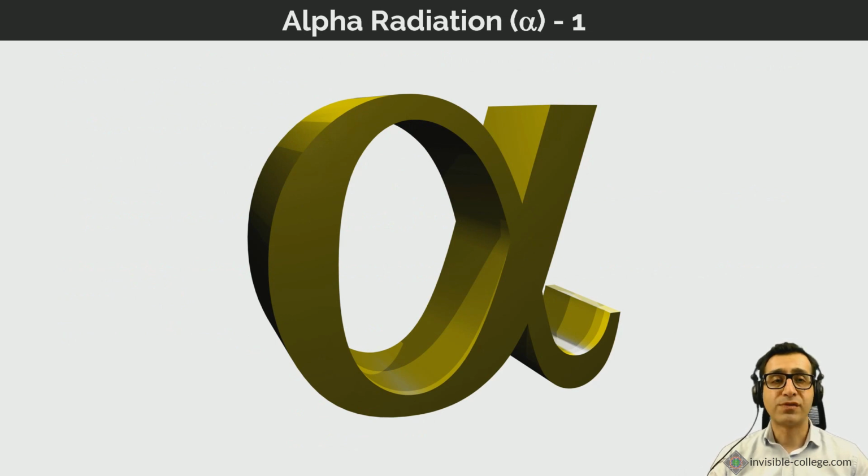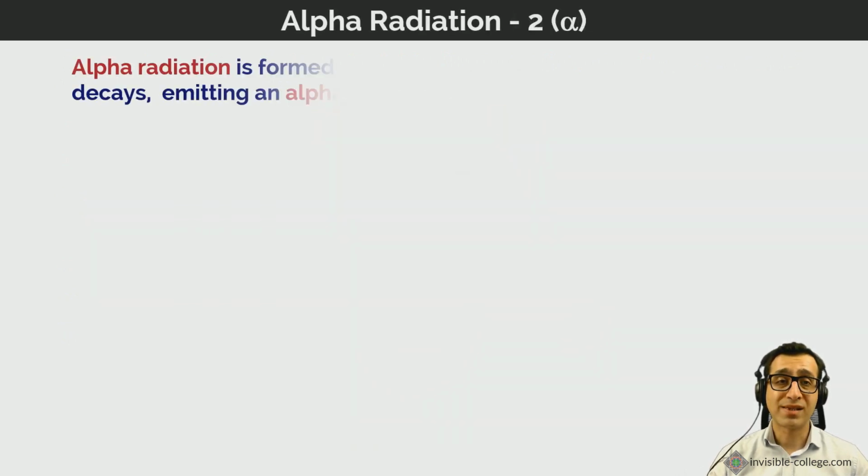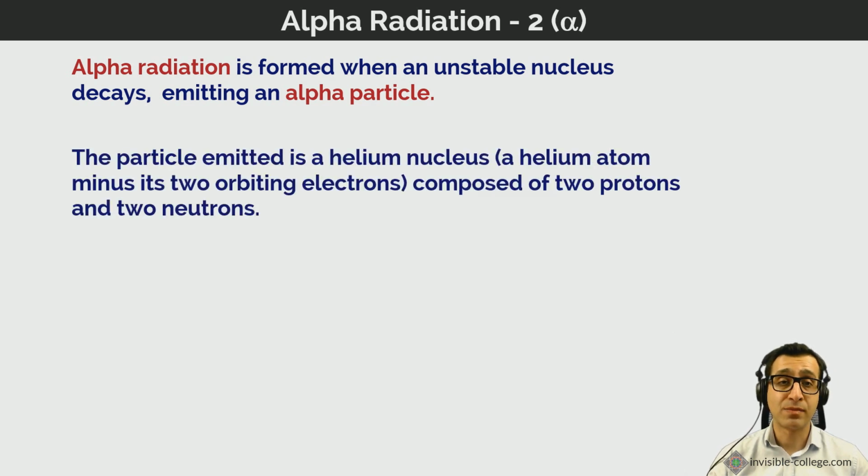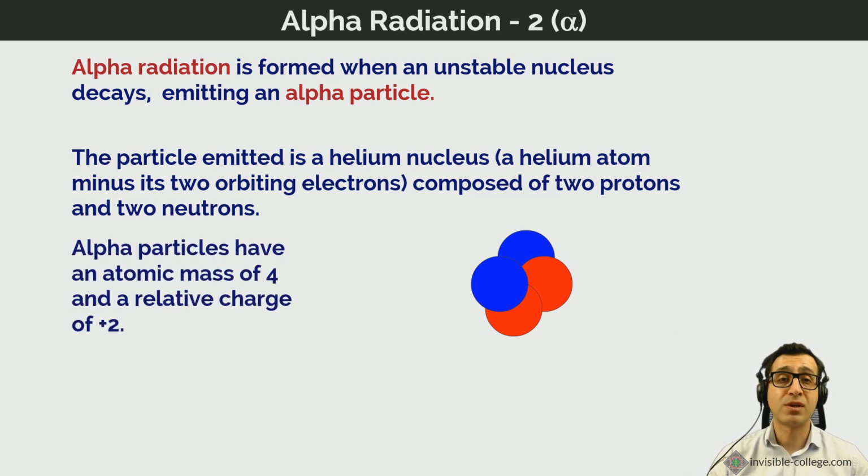So alpha radiation is formed when an unstable nucleus decays and emits an alpha particle. Again, an alpha particle is the same as a helium nucleus, in other words, a helium atom minus its 2 orbiting electrons. So it's composed of 2 protons and 2 neutrons, and so it has a relative mass of 4 units and a relative charge of 2 positive units of charge.